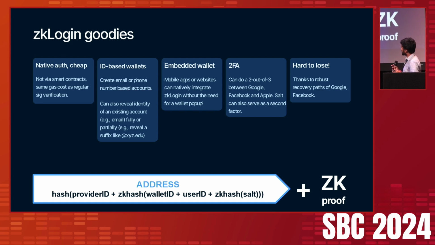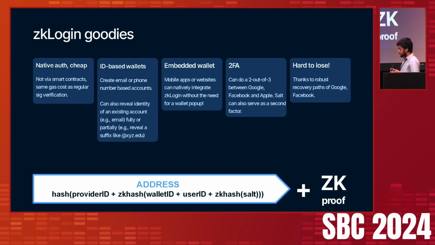It's also possible to create anonymous accounts. Maybe you hide a part of your email address and create one account for, let's say, I'm a Cornell alum, so all Cornell users can use a blockchain account, maybe for voting or something else. It's also possible to create embedded wallets. The typical wallet experience is that you have an extension or a mobile app or somewhere where your wallet exists. But with zkLogin, you can just have a wallet directly in your app. So there's no need for another pop-up or another hurdle in the user experience.